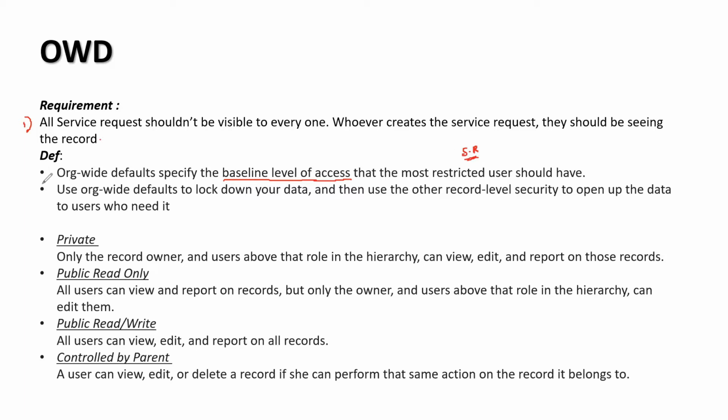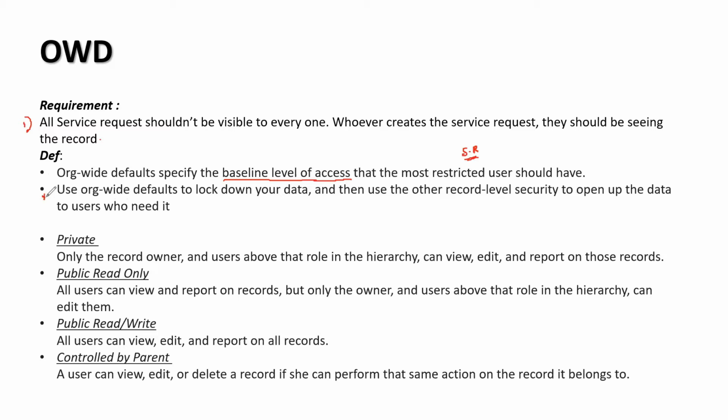Now, what exactly will this OWD help us with? It helps us with the base level of access for that particular object by understanding what is the level of access that we need to give for a most restricted user. Now, use the OWD to lock down your data and then use the other record level security to open up the data for the users who need it.